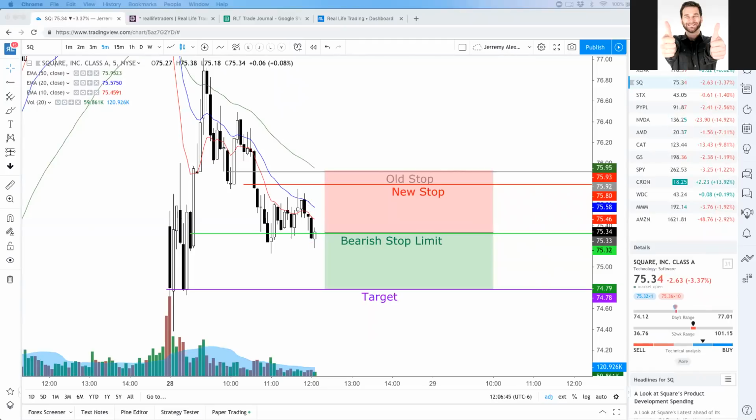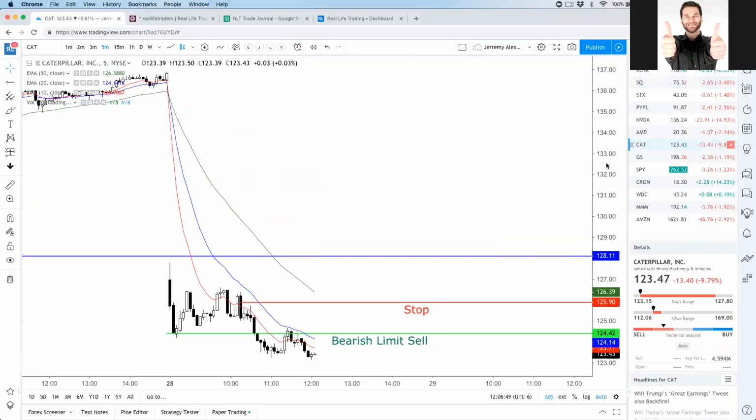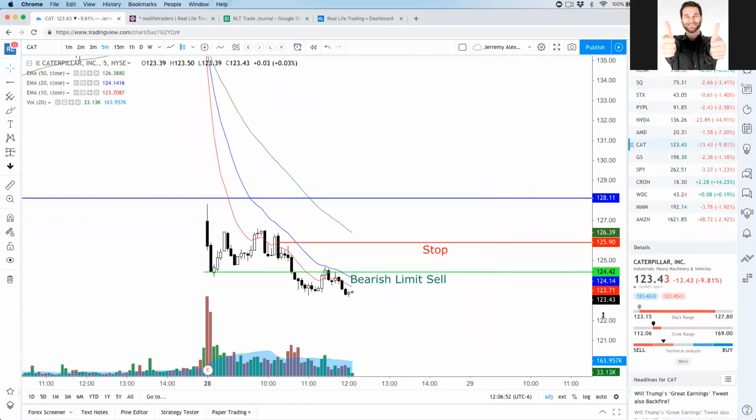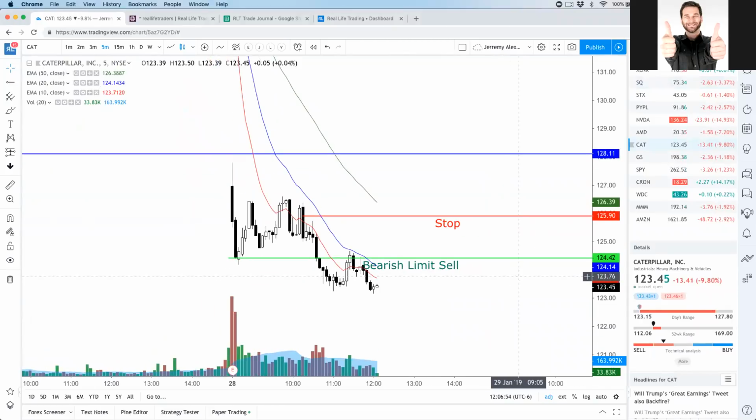Did anyone get a chance to trade Caterpillar? So here's Caterpillar, and it did trade back up to that limit sell that I was talking about earlier today. Remember, this particular limit sell is nothing special. This is just off of this previous support right here. So Andrew's in it, beautiful. And realistically, if you're playing Caterpillar, this is all you really had to do.